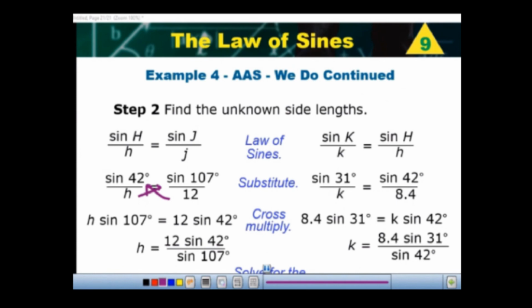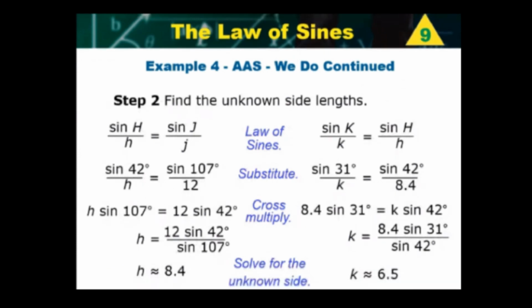8.4. If you want to solve for k, you could also choose this other fraction of the law, so you're basically going to put k and h together, and when you cross multiply, you will end up with k equals 6.5. Obviously these need you to focus and concentrate. And if we make a mistake, it's okay. Just go back and fix the mistake.